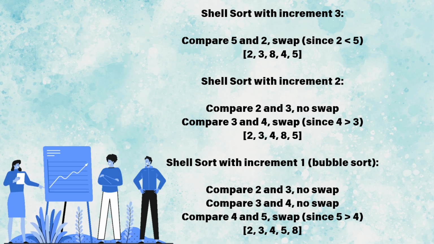Shell sort with increment 1, bubble sort. Compare 2 and 3, no swap. Compare 3 and 4, no swap. Compare 4 and 5, swap since 5 is greater than 4. 2, 3, 4, 5, 8.